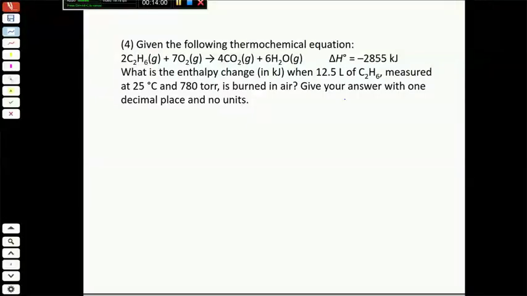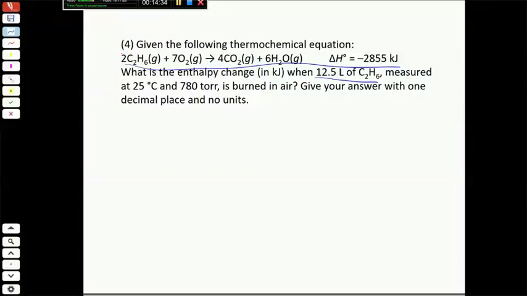So this thermochemical equation tells us that when 2 moles of ethane reacts with 7 moles of O2, we get 4 moles of CO2 and 6 moles of water. And the enthalpy change for that process is minus 2855 kilojoules. That's how much heat would be released if we conducted the reaction with that many moles of each reactant forming that many moles of product. However, here what we're looking for is the enthalpy change if we're instead using 12.5 liters of ethane, which is measured at that temperature and pressure, which may or may not be exactly equal to the 2 moles we have here, so we have to figure that out.